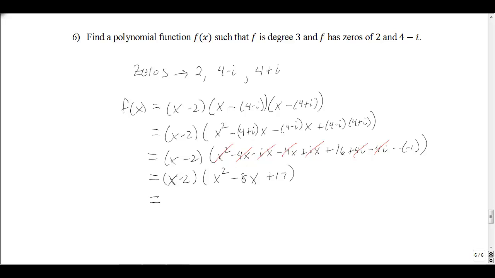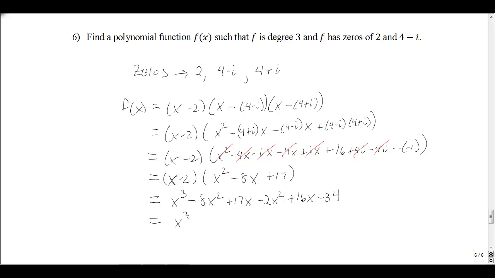I'm just going to do x times each term on the right. x times x squared is x cubed. x times negative 8 is negative 8x squared. x times 17 is 17x. And then take negative 2 times each term. Negative 2 times x squared is negative 2x squared. Negative 2 times negative 8x is plus 16x. Negative 2 times 17 is negative 34.